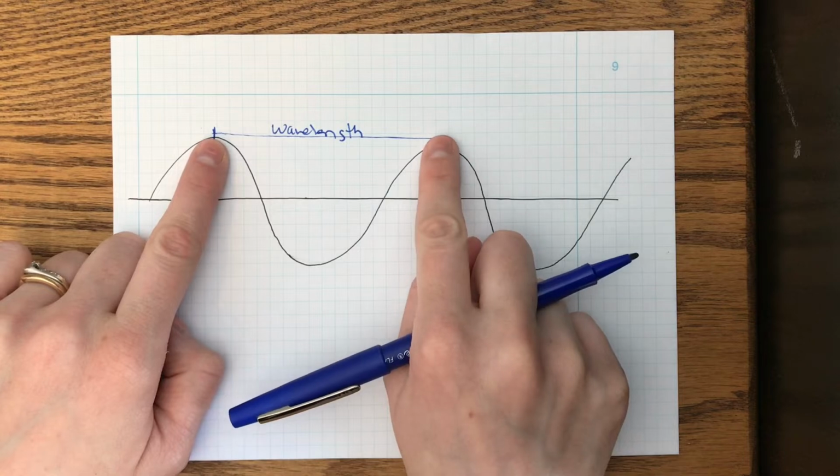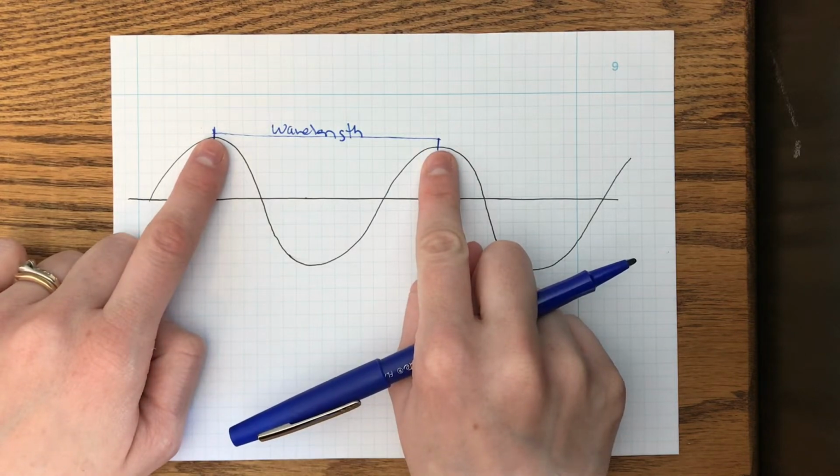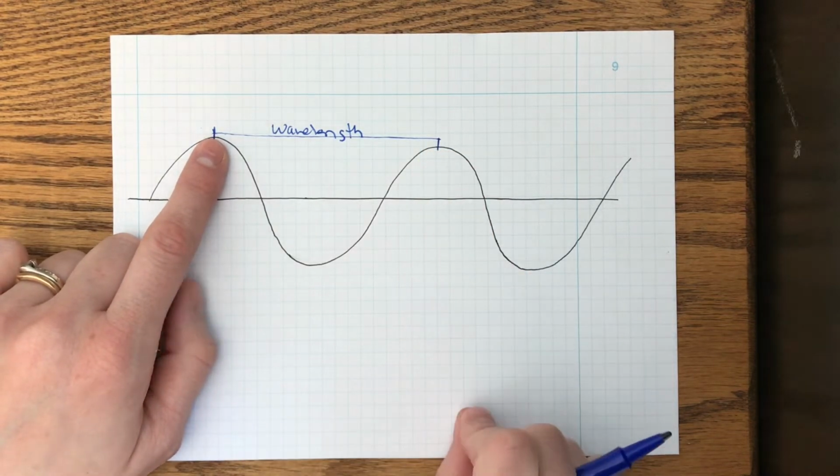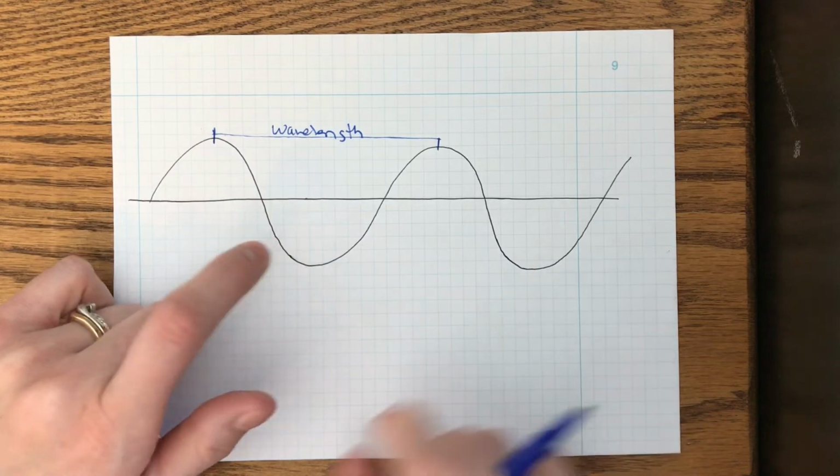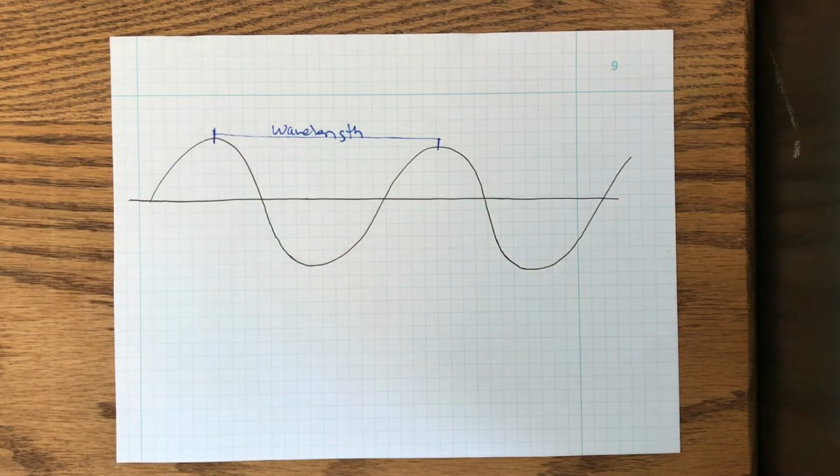Wavelength is from one point to the matching point on the next wave. Crest to crest is what I tend to do. That is easy to keep straight for me. You could do trough to trough. You could do whatever as long as it's one point to the next identical point. We're measuring this in meters. If you measure it in something else, like centimeters, when you do your lab, the ruler is going to be in centimeters. But remember, you can change centimeters into meters. There's 100 centimeters in 1 meter, so that's an easy conversion.